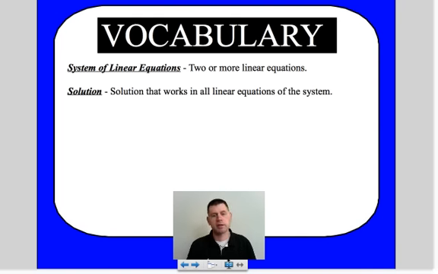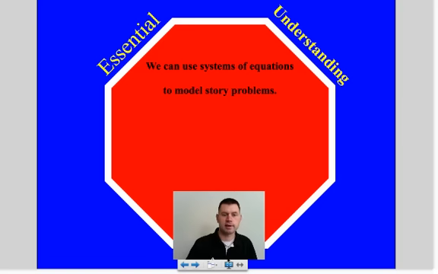A system of linear equations is basically two or more linear equations together. So we're going to talk about putting two or more linear equations together in one problem. The solution of a system of linear equations is the solution that works in all linear equations of that system. So basically we're going to start out asking where do they intersect, and we'll talk more about that.